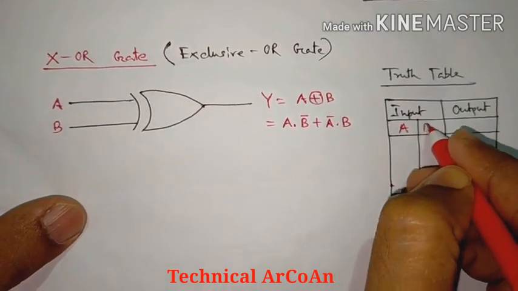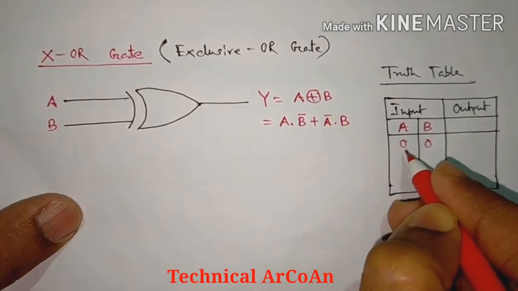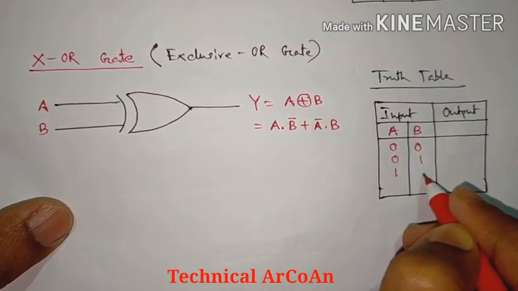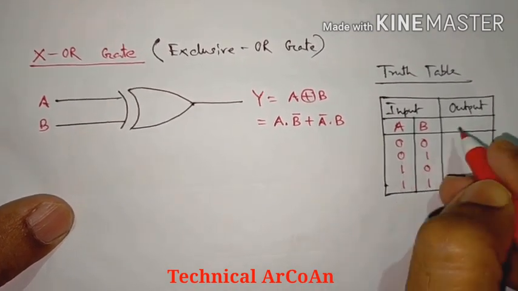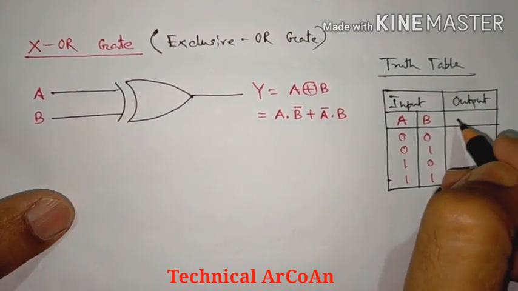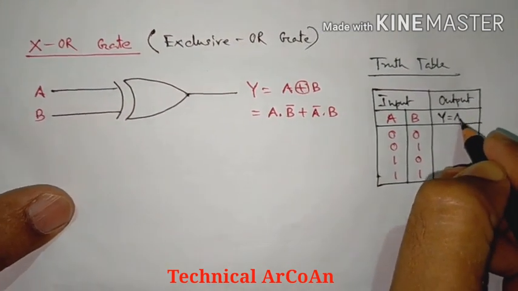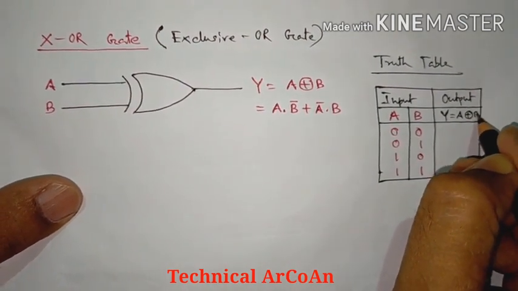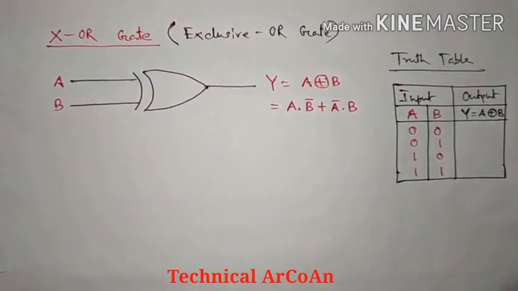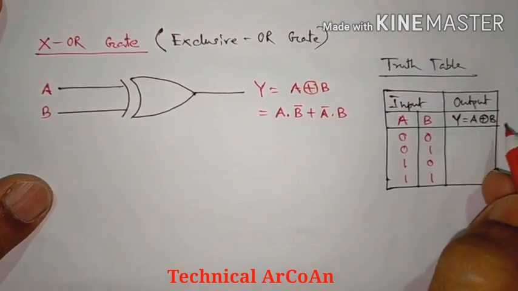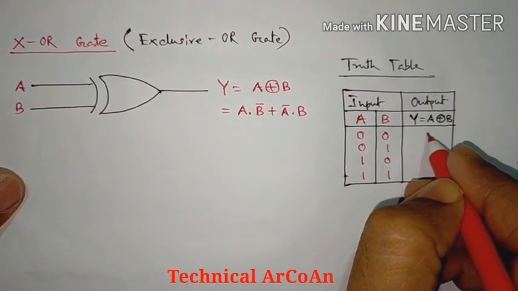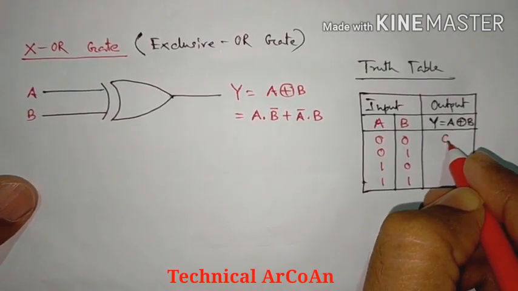So this is your A and this is your B, and what will be the combination? 0 0, 0 1, 1 0, 1 1. And what will be the output? I am just writing the symbol of your XOR, A XOR B. Clear? Now I am just writing the result and then I will describe how it comes.